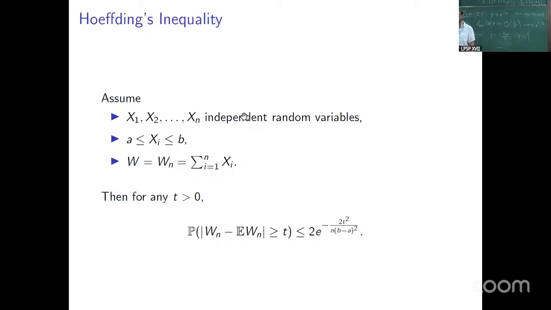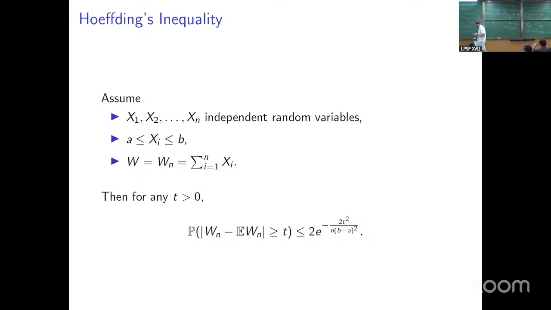Let's do this by example. So assume we have a bunch of independent random variables and they're bounded. They have a lower bound of a and an upper bound of b. And then we look at the sum of those independent random variables. And what we want to do is, we want to say, okay, these things are going to look normal. They're independent, they're bounded. They should look like a normal distribution.